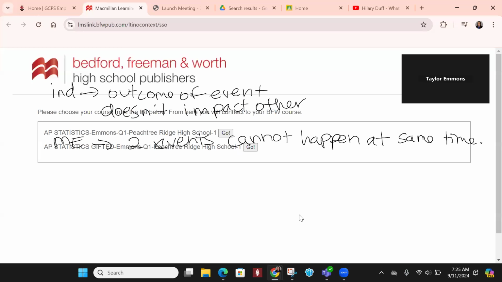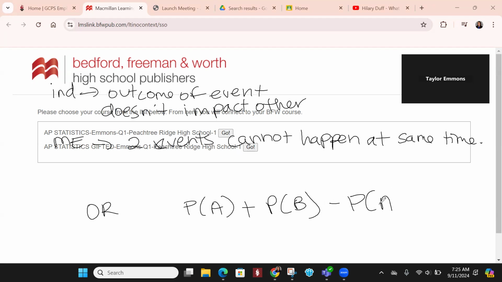When they say "or," you're going to use that formula of probability of A plus the probability of B minus the intersection of those two. You're going to use the numbers from the two-way table. Yes? Okay. When they're "and," that's where they cross over in the two-way table.